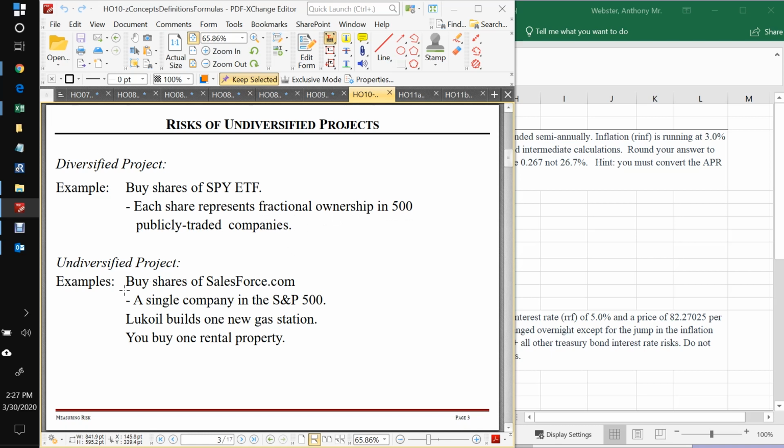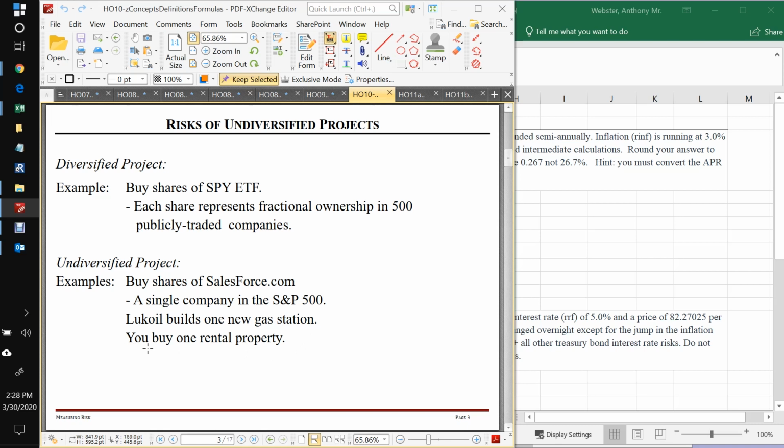An undiversified project is just where we're looking at one thing at a time. We may put a bunch of undiversified projects together in a portfolio to get a diversified portfolio, but when we're looking at just one project at a time, then it's undiversified. So for example, if we decided to buy shares of Salesforce.com in isolation, that would be an undiversified project. If we're working for Lukoil and we're trying to suss out whether or not they should build one new gas station, that would be an undiversified project for Lukoil.